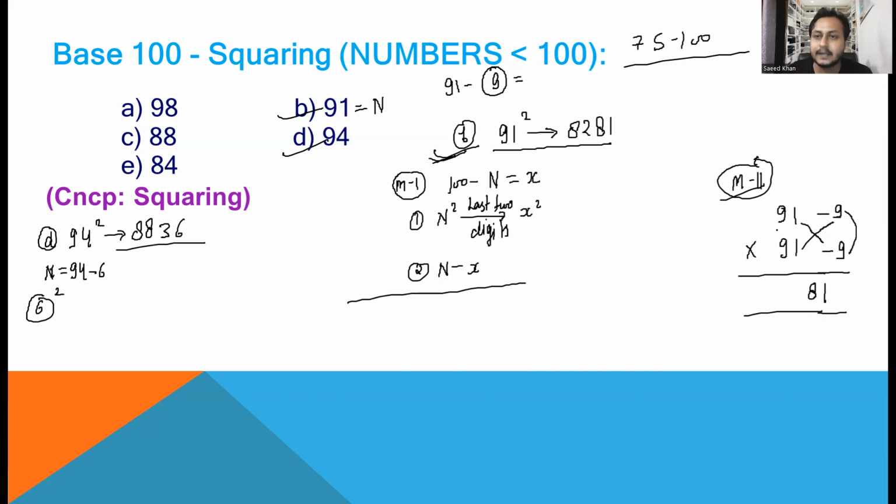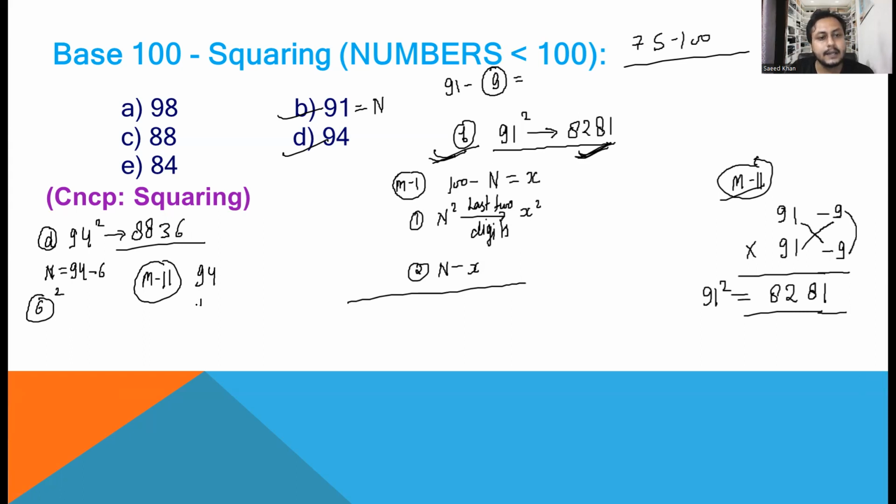I am telling you this because this method will help to find the product of different numbers. 91 minus 9 is what? 82. So 91 square is 8281. We got the same from the first method and the second method: 8281. Now method 2 for 94 square, 8836, which we have already found by method 1.